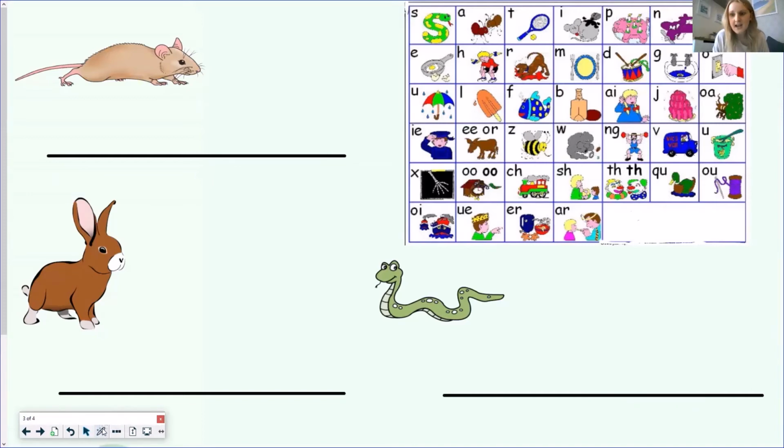Pause the video now if you haven't got some paper or pen or pencil ready. And once you have those things, let's make a start. Rat. Here we go. Now to be as neat as I can doing it on here. I'm still looking at the sound mat to help me with my letters.